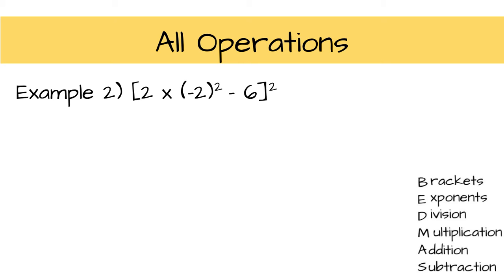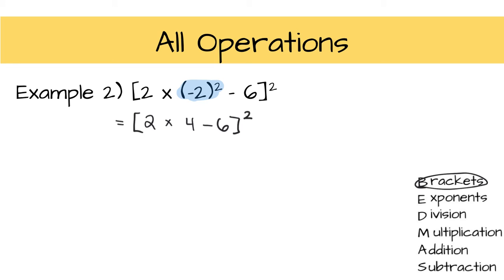All right, welcome back. So let's have a look. So first of all, we want to look at brackets, and we do have that. And so let's look inside those brackets. We have an exponent first, right here. So let's go through and do that first. 2 multiplied by negative 2 times negative 2. So a negative times a negative makes a positive. So it gives me 4 minus 6, and all of that will be squared.